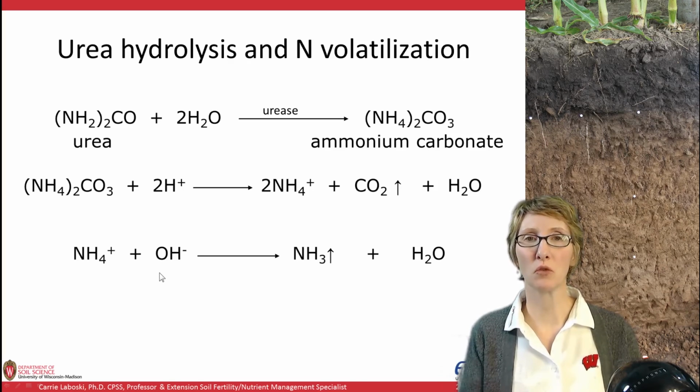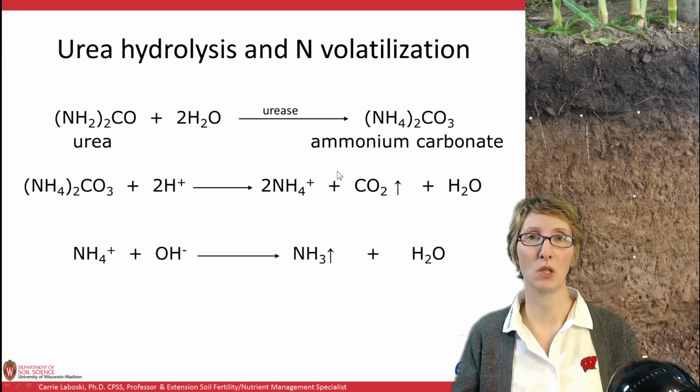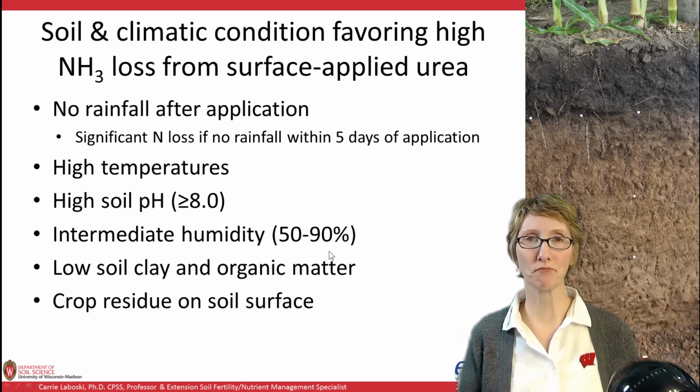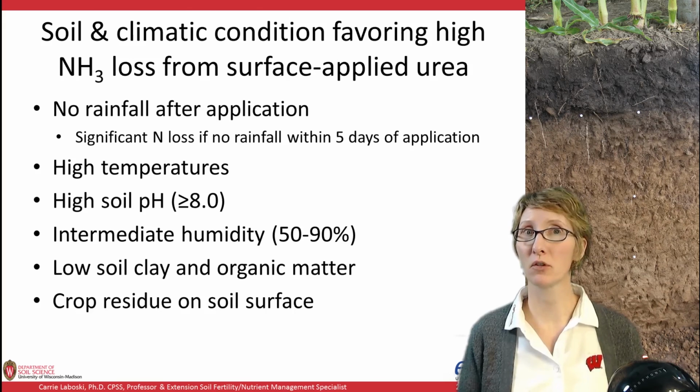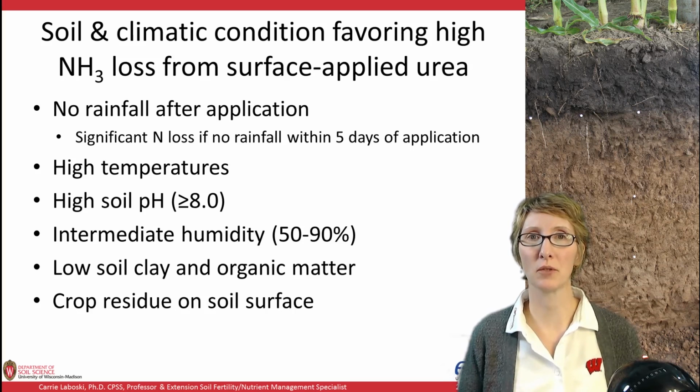Now, if the urea is incorporated, that ammonium will bind to the soil's cation exchange capacity. However, if the urea is just sitting on the soil surface, there's not much ability for that ammonium to bind, and we will lose it. It will convert to ammonia and then be lost to the atmosphere, or volatilized. So we need to control that type of loss to ensure efficacy of our fertilizer. Here are a few conditions that favor losses from surface applied urea.